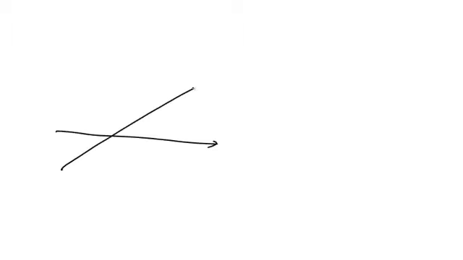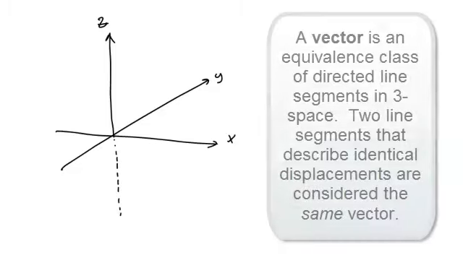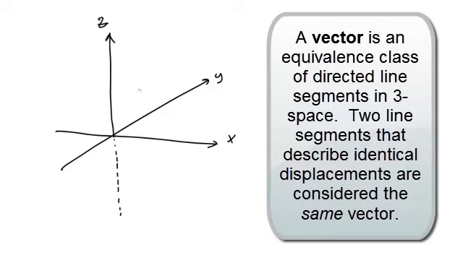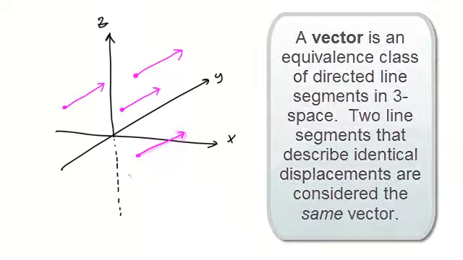Of course, points weren't the only thing that were in R2, and they're not the only thing that happens to be in R3 as well. We can also talk about vectors. A vector is just like in R2, an equivalence class of directed line segments in R3. So any collection of line segments in R3 that point in the same direction and have the same length would all describe a common vector.